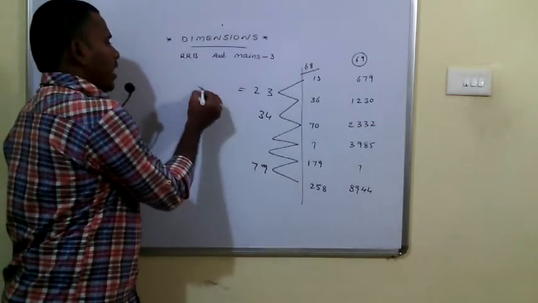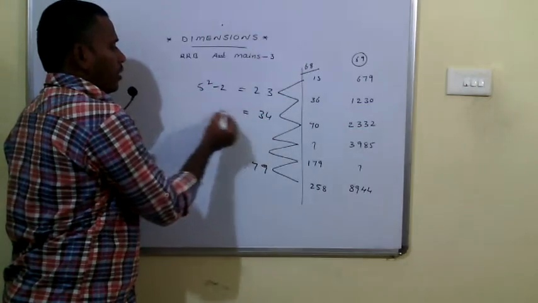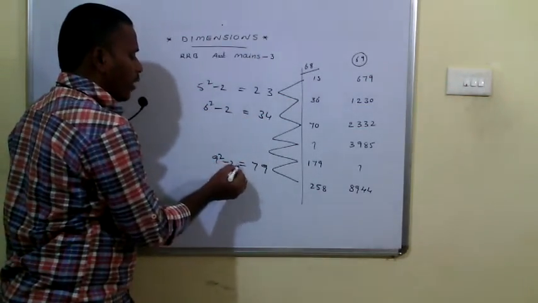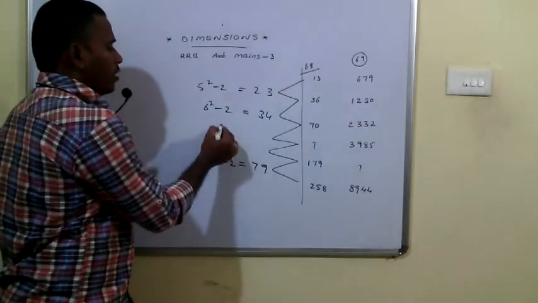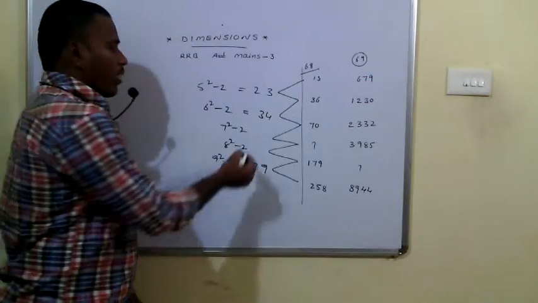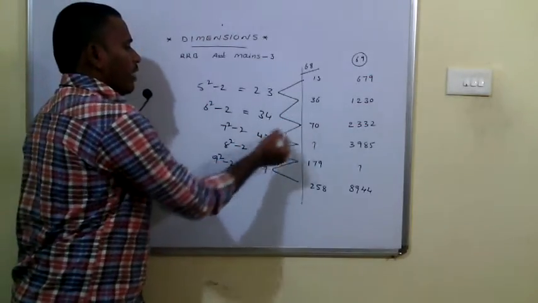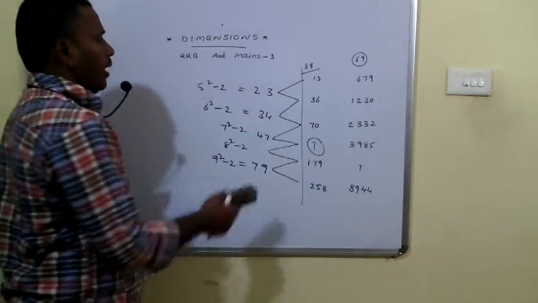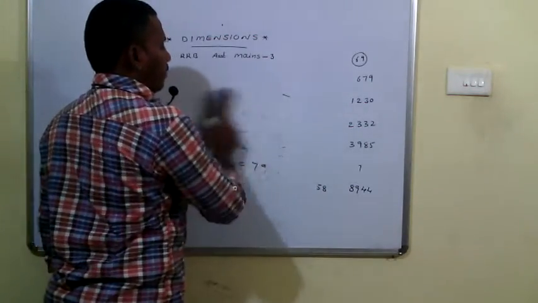Express this 23 as 5 square minus 2, this 34 as 6 square minus 2 and this 79 as 9 square minus 2. So surely these are 7 square minus 2 and 8 square minus 2. 7 square minus 2 is 47, 70 plus 47 is the missing term of the series. Okay. Then coming to 69.